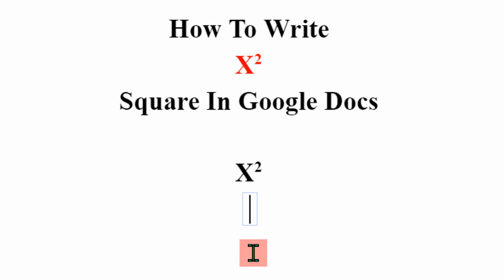On your keyboard, press the backslash key located above the enter key and type superscript and press space bar. Now type x and press the forward arrow key on your keyboard so that the cursor will go in the superscript, and then type 2 on your keyboard.